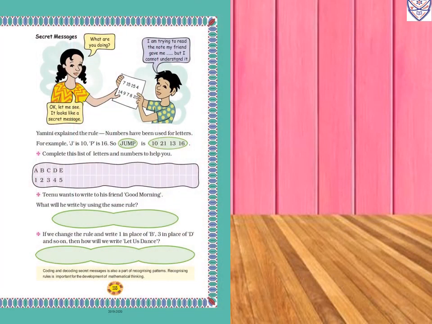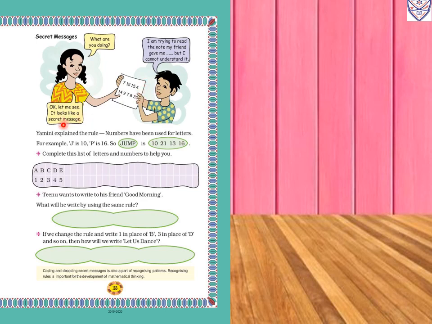Now page number 115, secret message. What are you doing? I am trying to read the note my friend gave me, but I cannot understand it. Okay, let me see. It looks like a secret message. So the boy has a message that is written with numbers. So the boy can't understand what the message is.